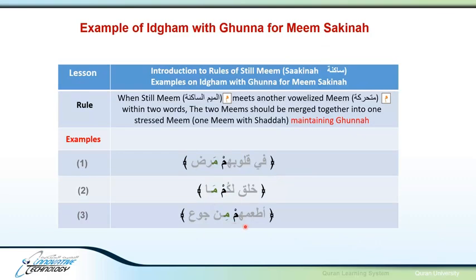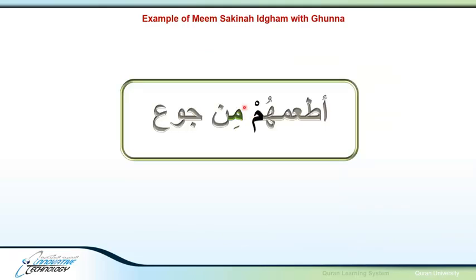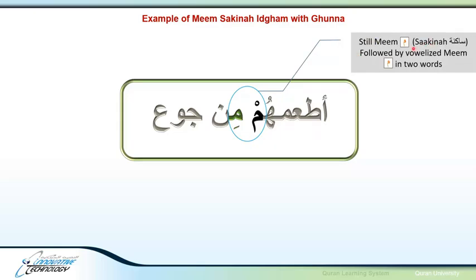Third example. أطعمهم من جوع. أطعمهم, Meem Sakinah in the first word, followed by من, Meem with kasra in the second word. So the Sakinah Meem is followed by a vowelized Meem with kasra in two words.